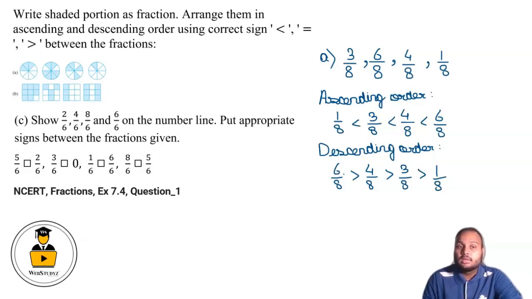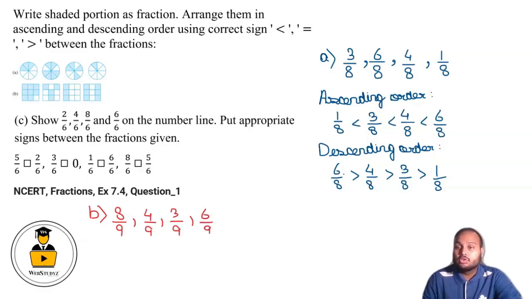Now let's move to the second part of our question, the B part. In the B part, this square is divided into 9 blocks, and in the first, 8 blocks are shaded, so 8 by 9 will be the fraction. For the second, 4 are shaded, so 4 by 9. For the third, 3 are shaded, so 3 by 9. And for the last part, we have 6 shaded, so 6 by 9.